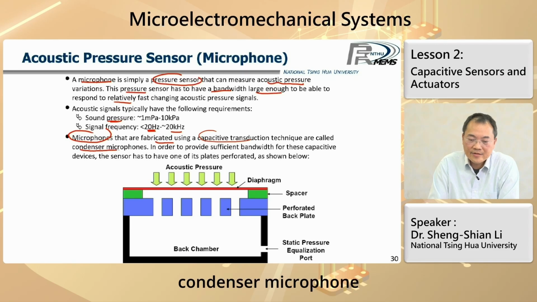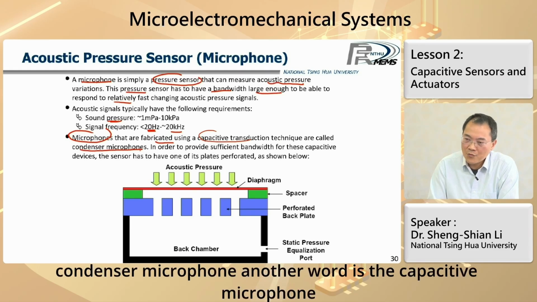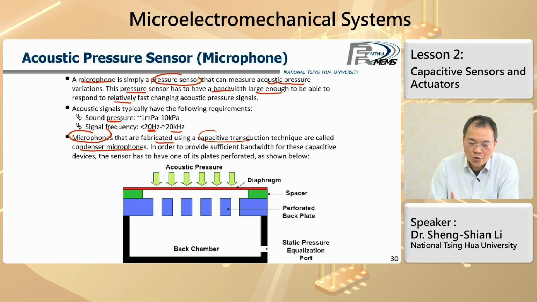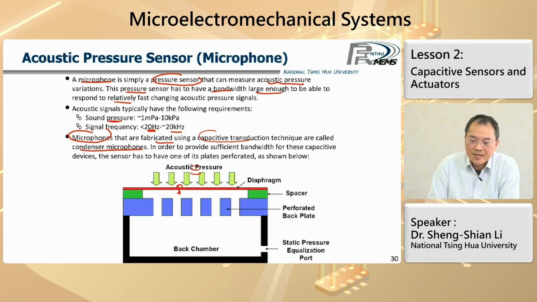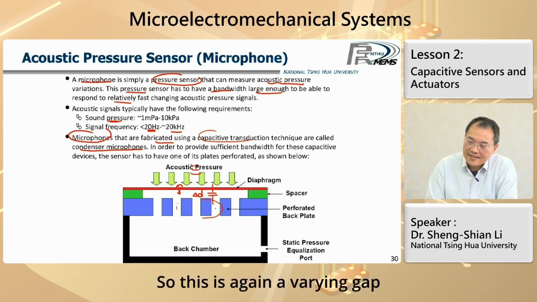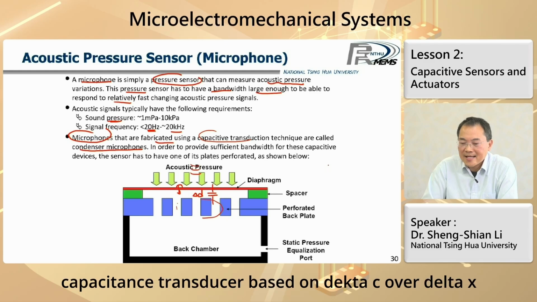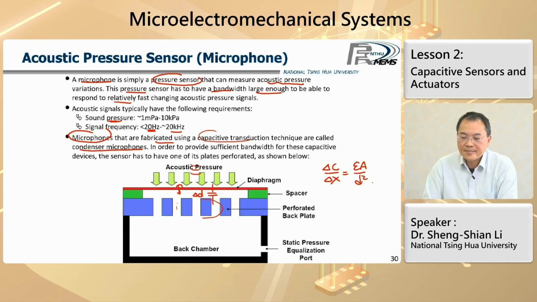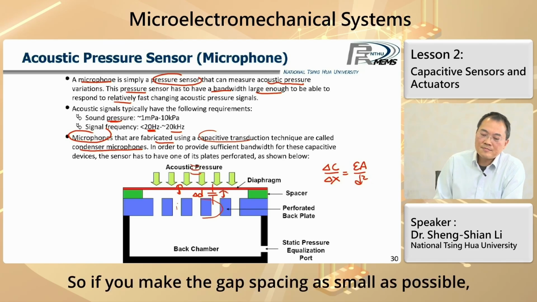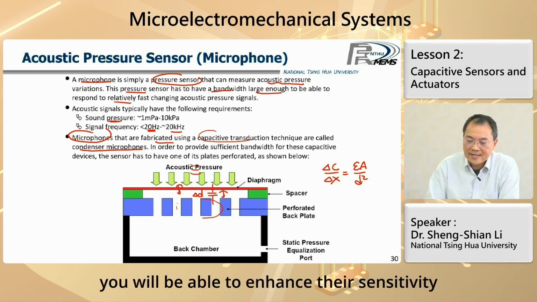The microphones are fabricated using the capacitive transduction technique. It's called a condenser microphone. Condenser microphone, in other words, is the capacitive microphone. So if you have acoustic pressure generated by human beings, that will impact the thin membrane, allowing it to move up and down. Those motions will change the gap, right? And this is the bottom electrode of the capacitive transducer. So this is again a variable gap capacitive transducer based on delta C over delta X, with a sensitivity of epsilon A over D squared. So if you make the gap spacing as small as possible, you will be able to enhance the sensitivity.